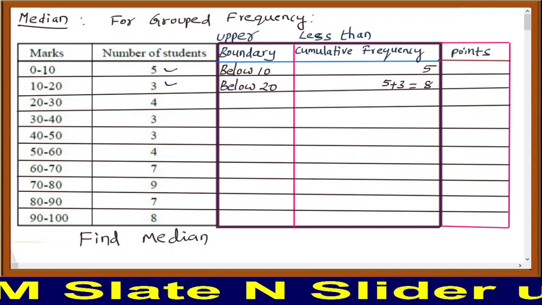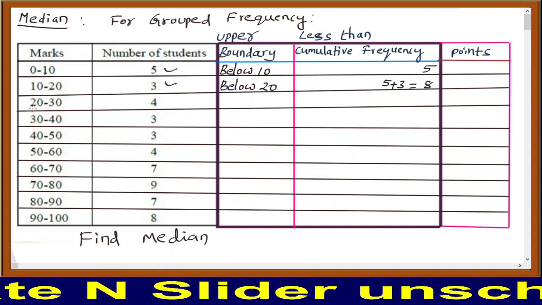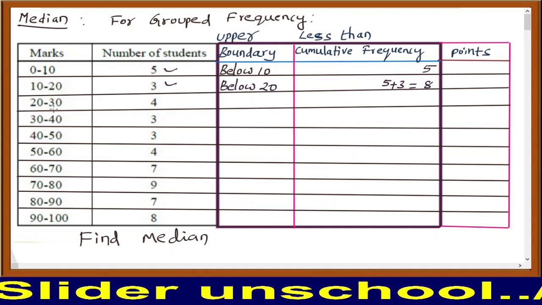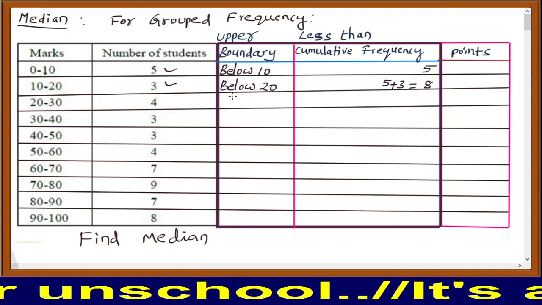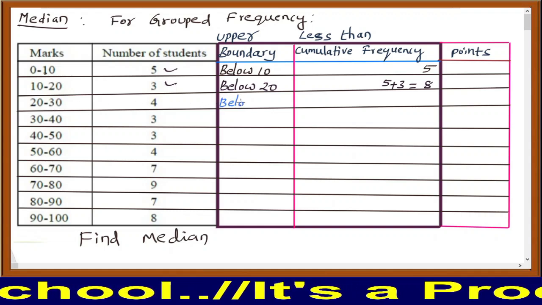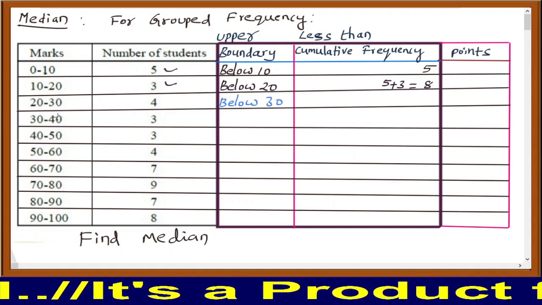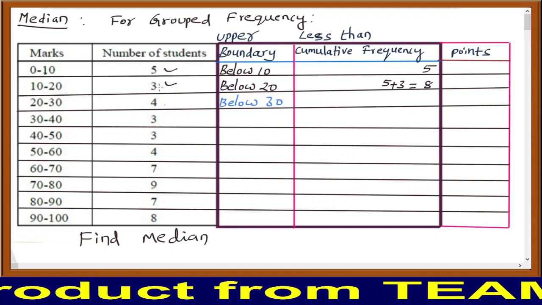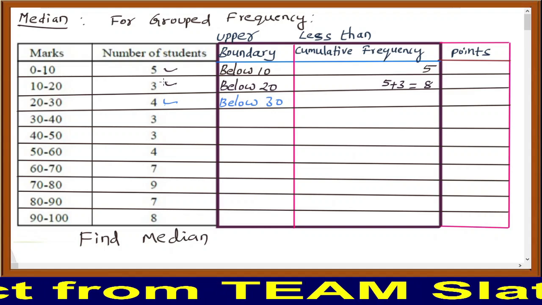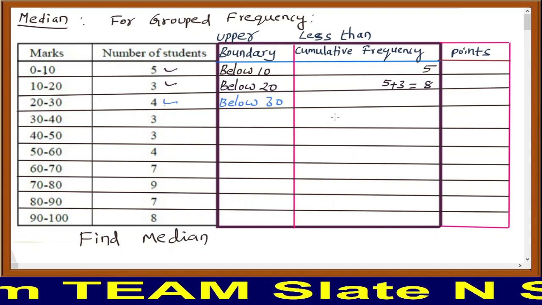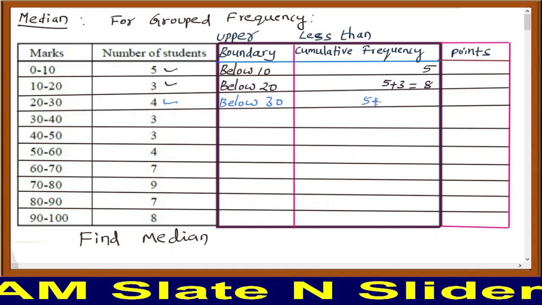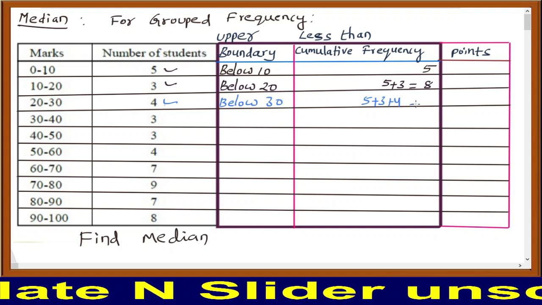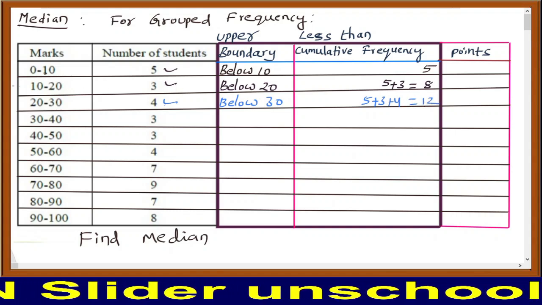And for the next class interval 20 to 30, we have to find out the number of students who got below 30 marks. So below 30. How many students got below 30? These 5 students and these 3 students as well as these 4 students. So we have to add these 3 values. So we can write 5 plus 3 plus 4, that is equal to 12.